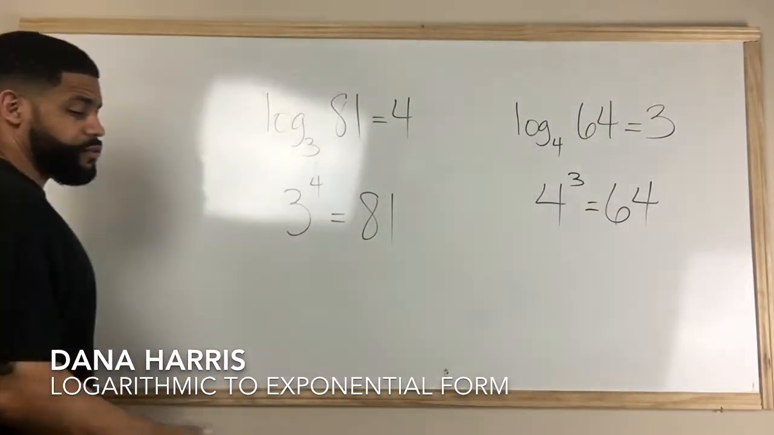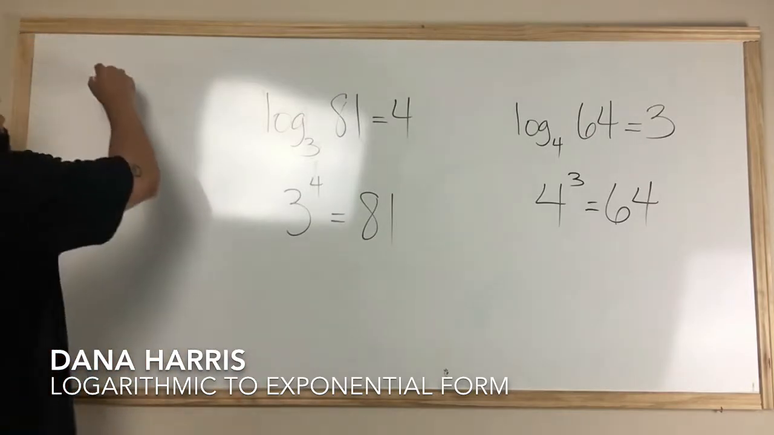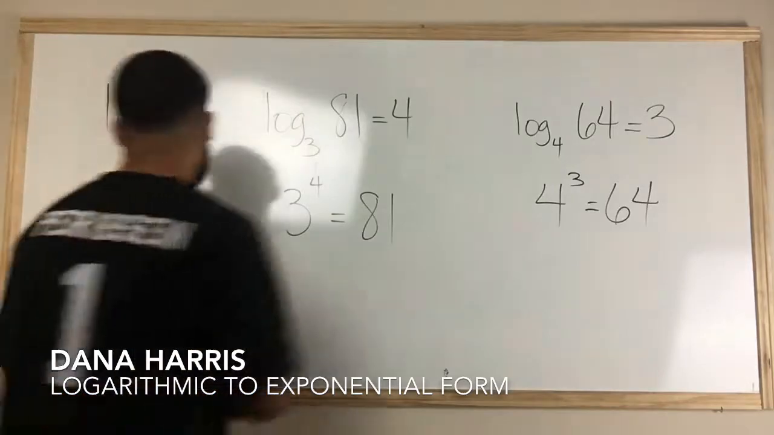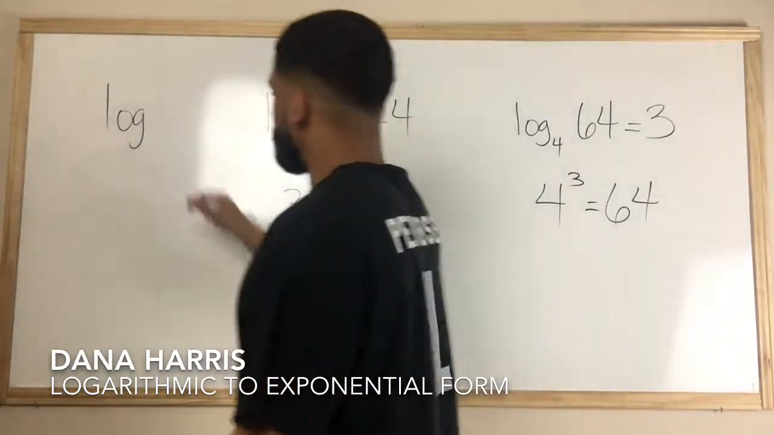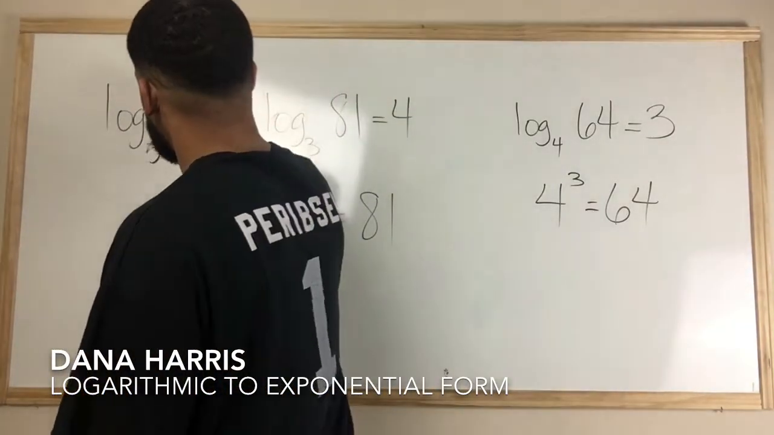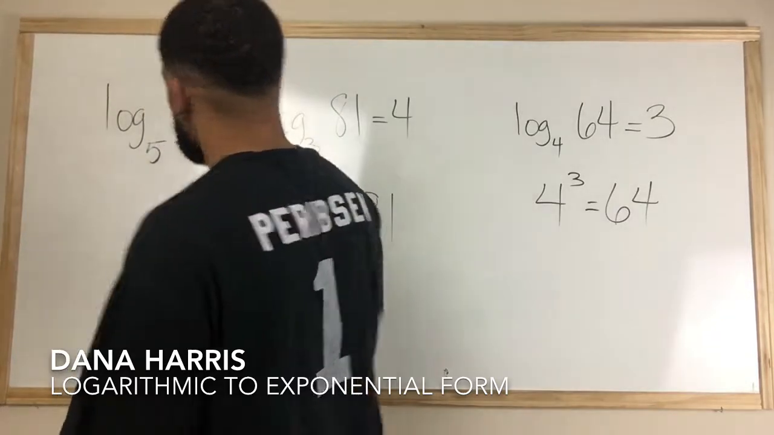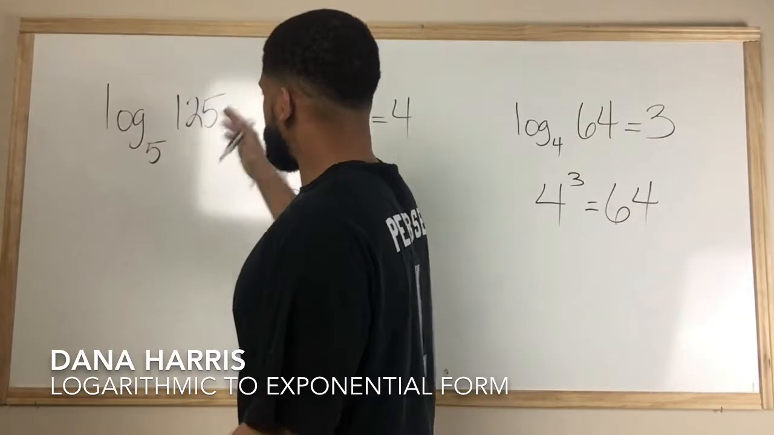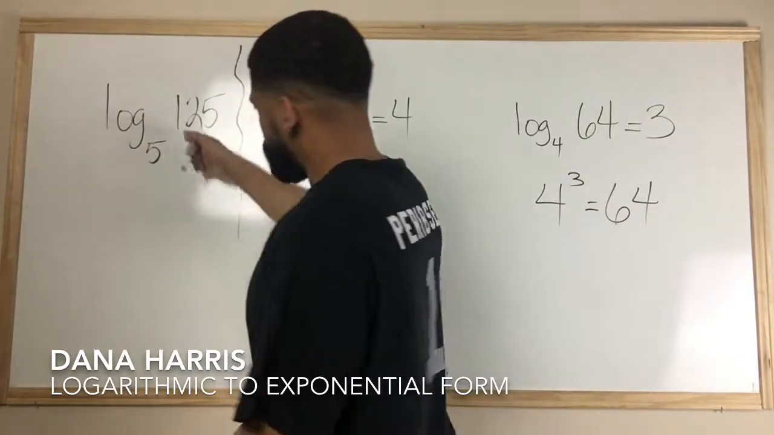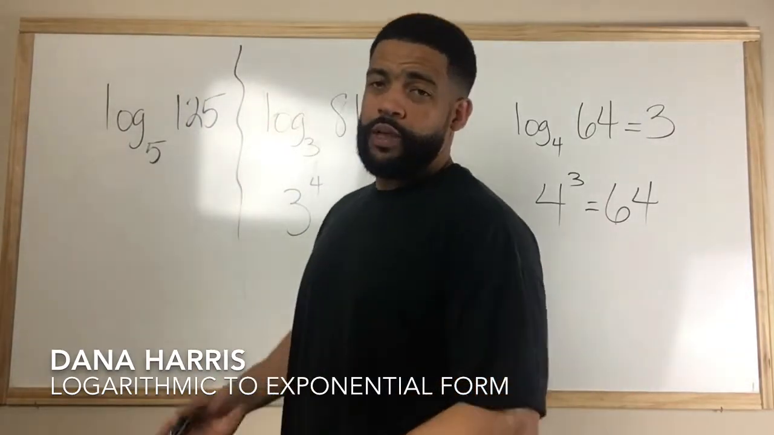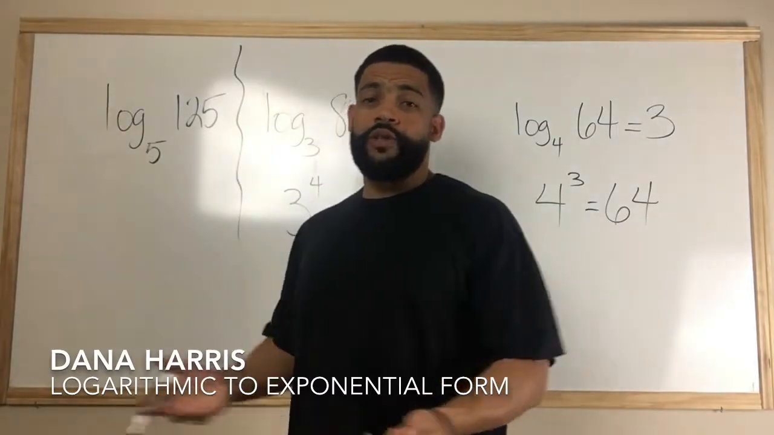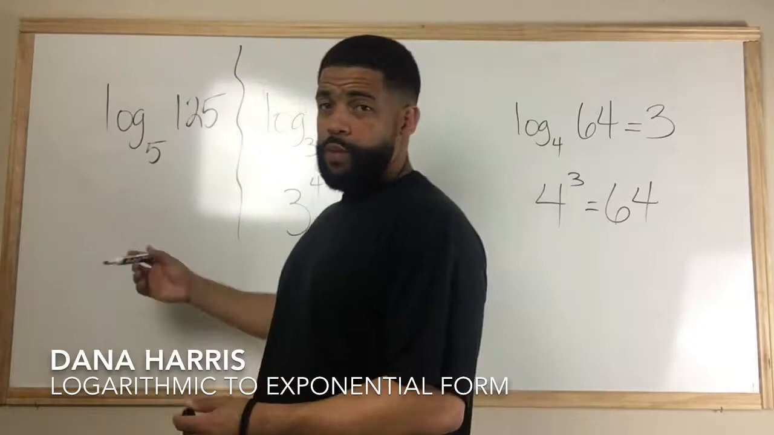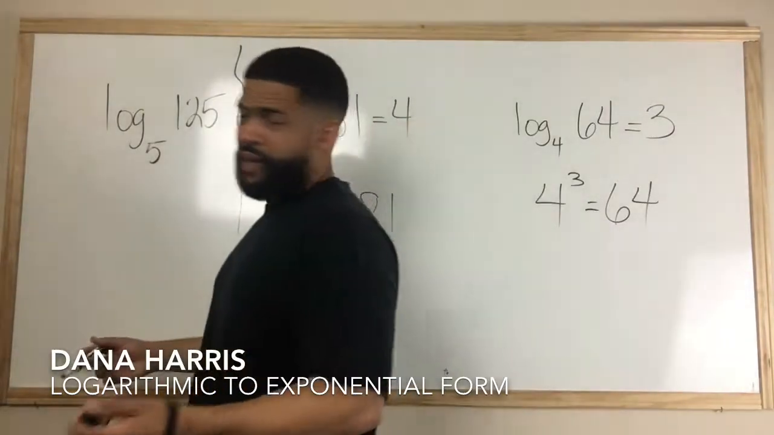Let's say we have something like this. Let's say I have log base 5 of 125, okay? And so that, sometimes you may see it like this, to where they don't put the equal sign, okay? And you might have the directions to evaluate this logarithm. Well, if I have this type of problem without the equal sign, then you can just add the equal sign, okay?